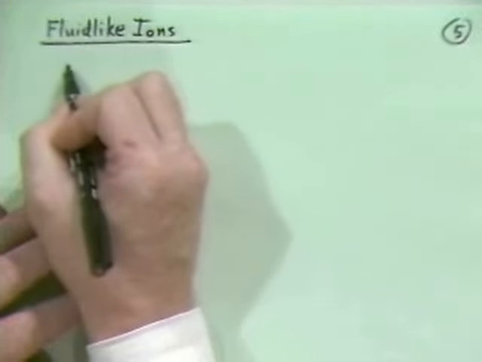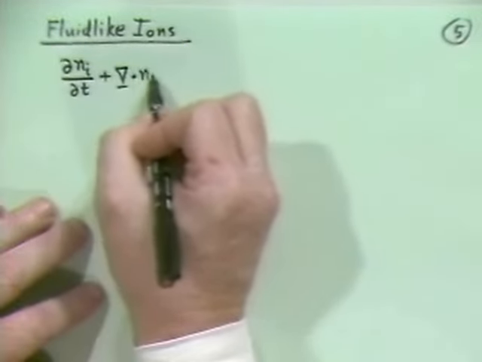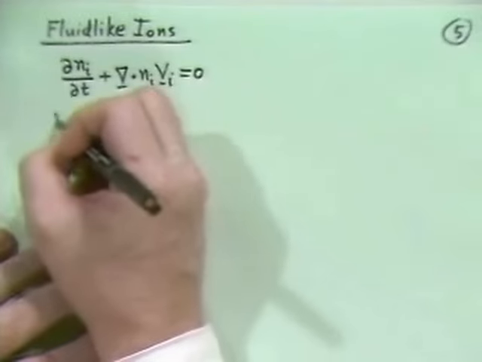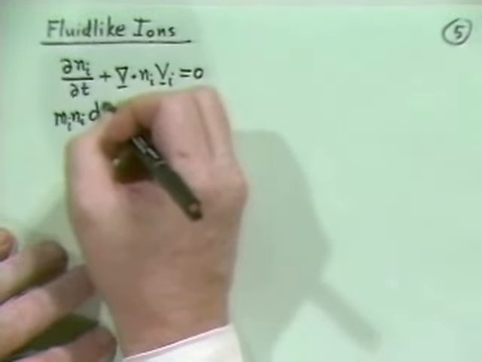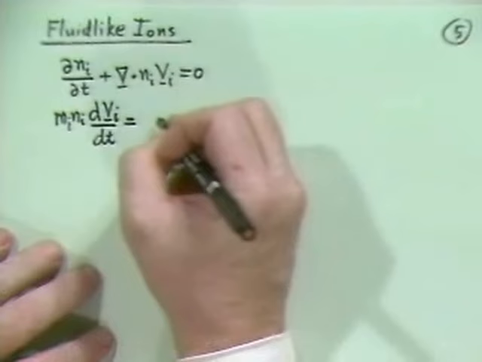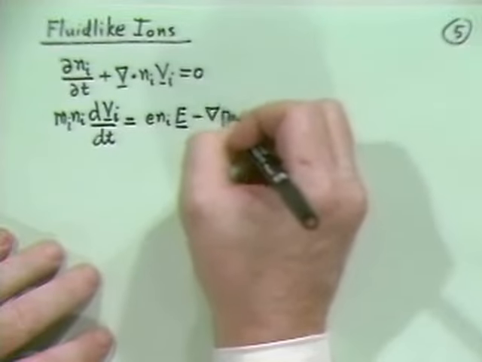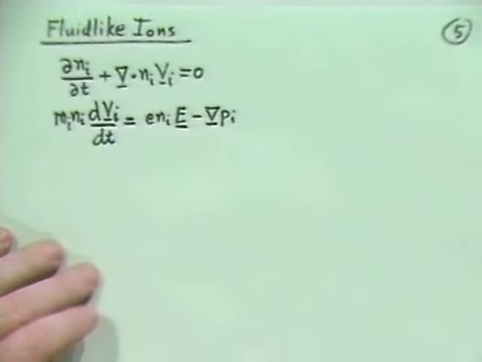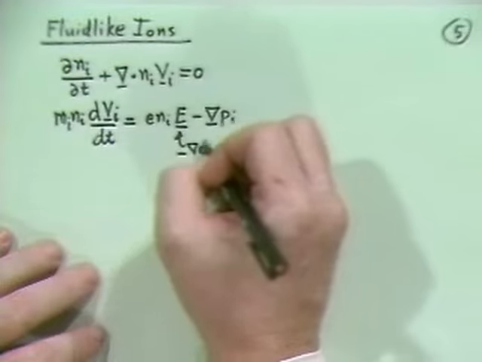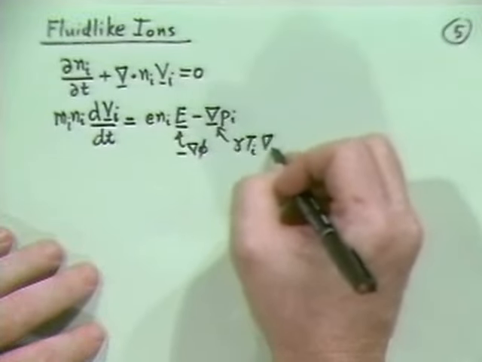Well, our density conservation equation, these are getting to be old hat by now: dn_i/dt plus del dot (n_i v_i) is equal to zero. And then our momentum balance equation, m_i n_i, abbreviated as dv_i/dt, is equal to e n_i times the electric field minus the gradient of the ion pressure. But in a moment, I will be perfectly happy to make my electric field minus grad phi, and to make my grad p_i just gamma T_i times grad n_i.